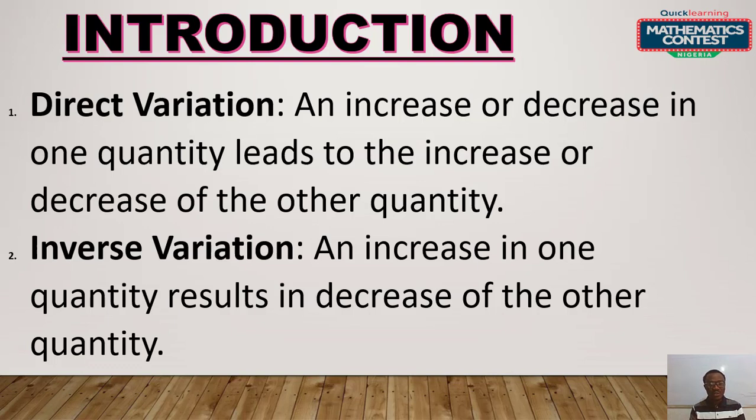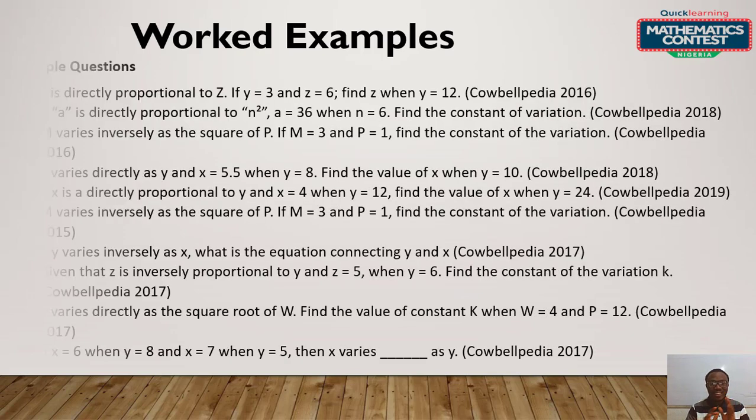But the inverse variation is different. When there is an increase in one and it leads to a decrease in the other, we call it inverse variation. For instance, when you're the only one in the family, you can eat a good amount of food, but when the children are increasing, as the food is coming, the ration coming to you is getting smaller. That is what we call the inverse variation. That is just on a friendly note.